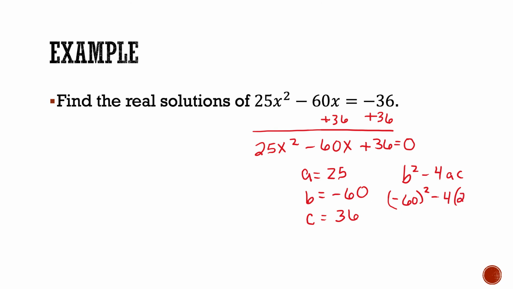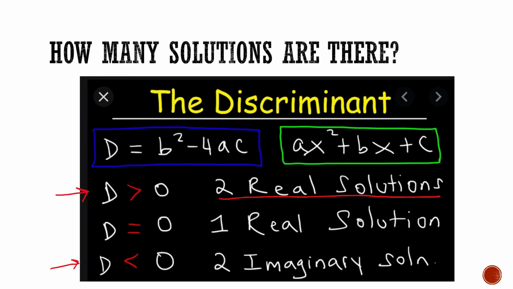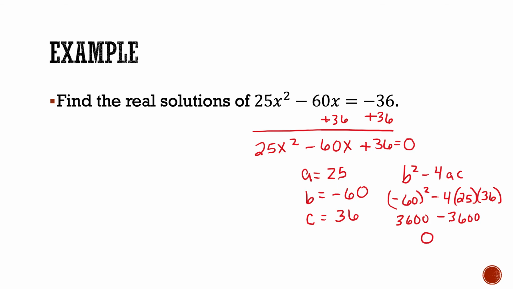minus 4 times a, so 4 times 25, times c, which is 36. So negative 60 squared is 3600, and 4 times 25 times 36 is also 3,600. And so when we subtract them, we get 0 for our discriminant. So looking back, if we get 0 for our discriminant, we know that we're going to have one real solution. So with that in mind, we'll go ahead and do our quadratic formula.